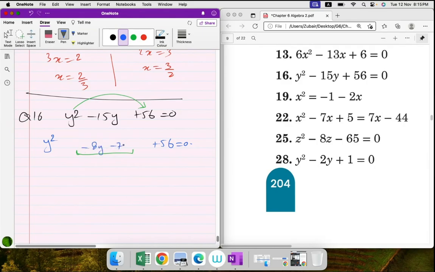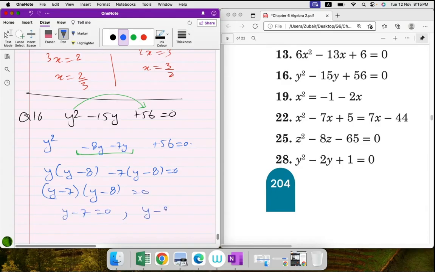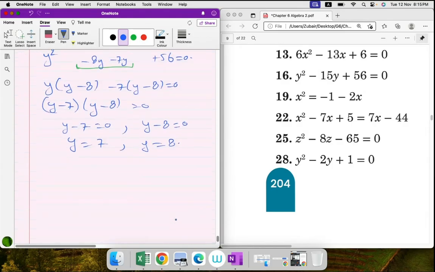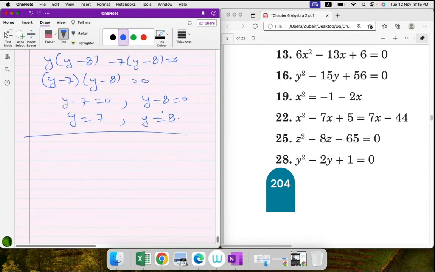So 8y minus 7y. Taking out common y, this is y minus 8. Minus 7, this is y minus 8. So y minus 7 into y minus 8 is equal to 0. y minus 7 equal to 0, y minus 8 is equal to 0. So y is equal to 7 and y is equal to 8. That was question 16.